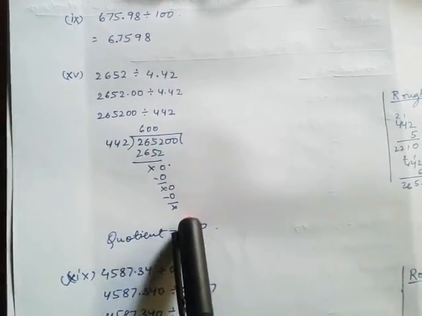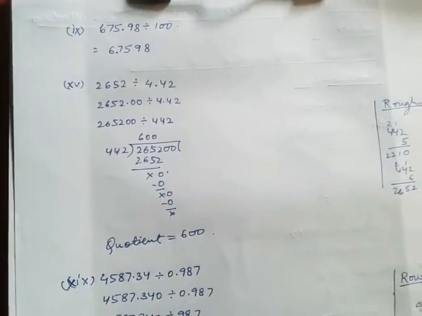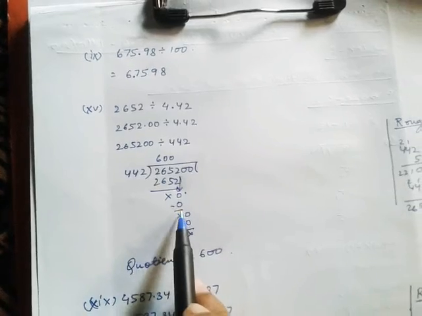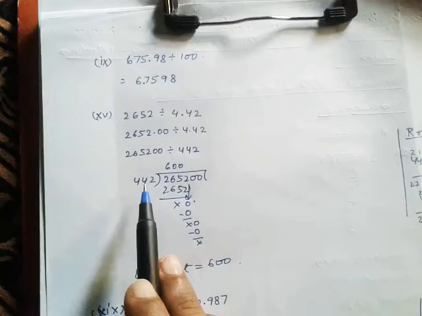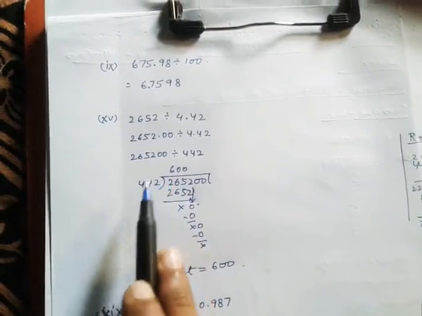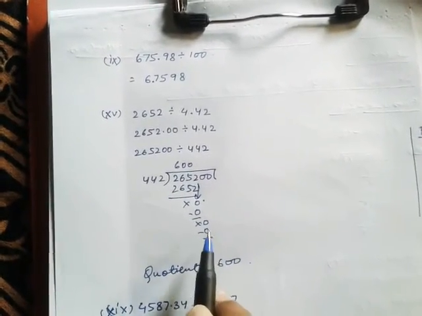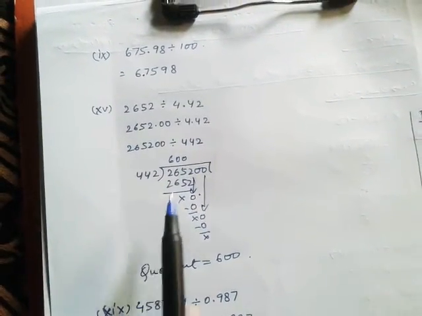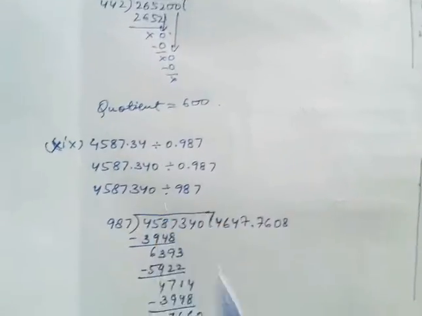When we divide it, how much do we get? 600. You can look here that 442 goes in 6 times and the zeros come down. So in this case we directly write 0, because 442 times 0 is 0. Okay, when you multiply this one by 0, we get 0. So here the answer is 0 also, and again this 0 comes down. 442 times 0 is 0. Okay, so our quotient is 600.